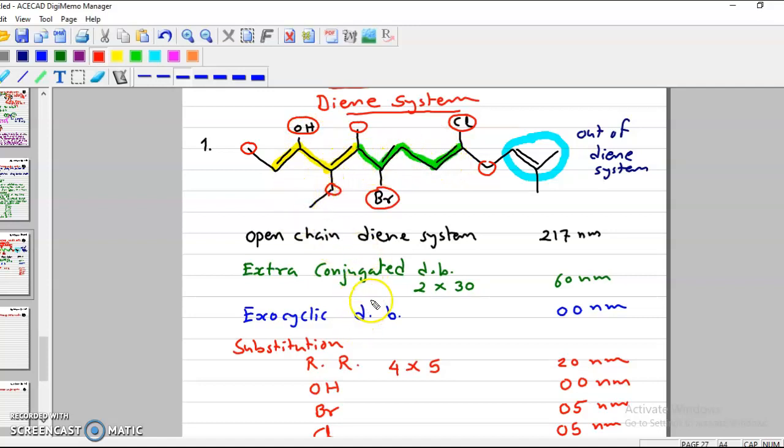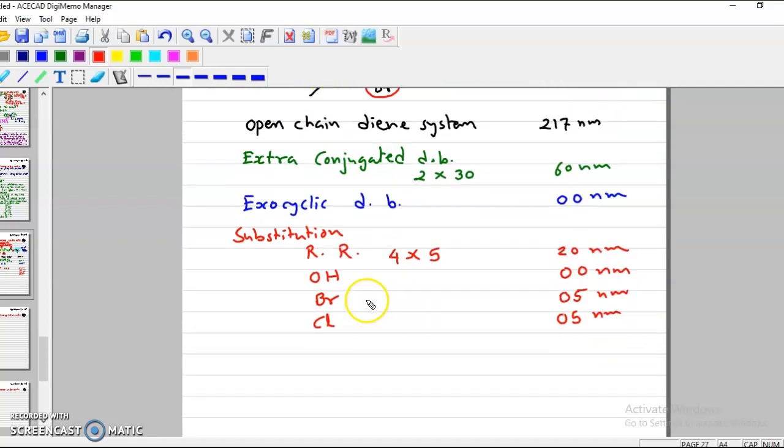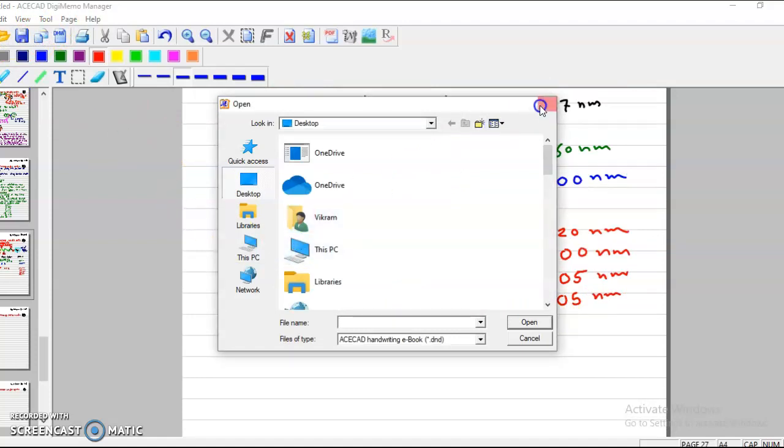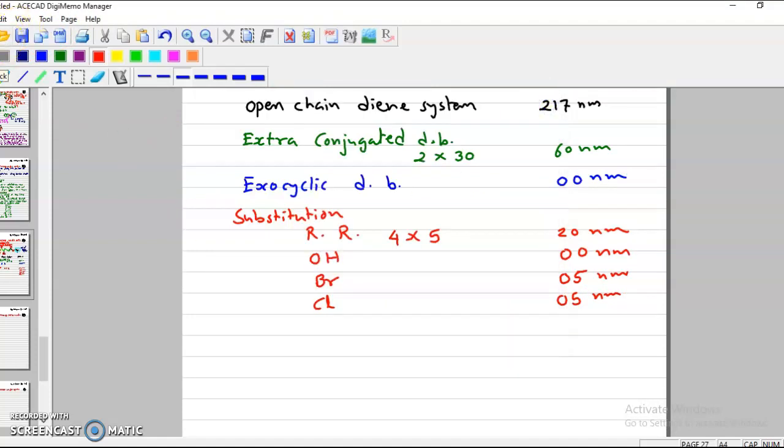So I think that's it in this numerical. Now you have to add all this, and the total of this will be lambda maxima. That you can calculate easily. Okay, so this is a matter of mathematics and I am not involved in that. So you better calculate it and find out lambda maxima of this numerical. Okay, so this is about the numerical of diene system.